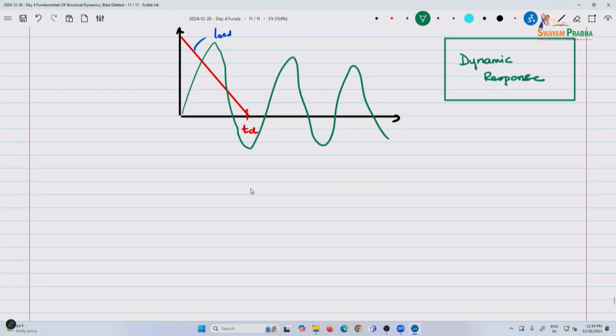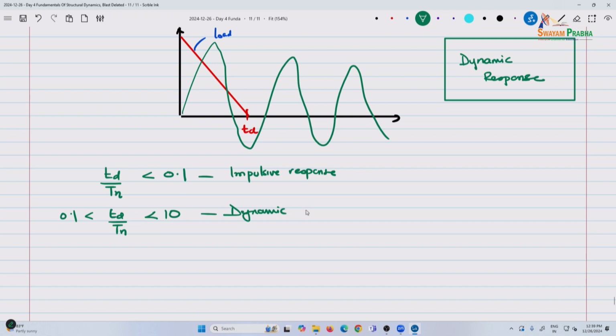So, maybe in terms of Td by Tn, some guidelines: 0.1 could be considered impulsive response, from 0.1. This is accepted. Then dynamic, and Td by Tn, quasi static.